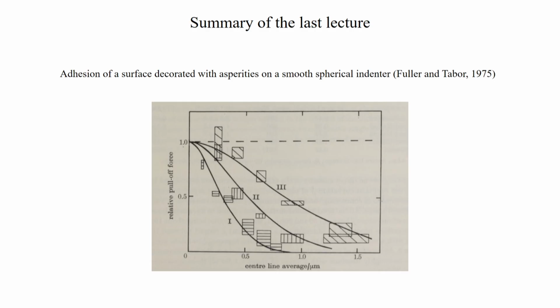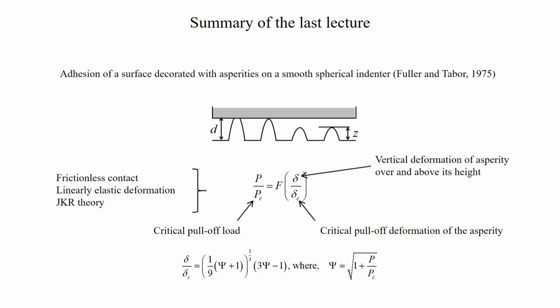and let us say a smooth spherical indenter is being brought in contact with a surface that is decorated with asperities. In that case, as the asperity height increases, the adhesion decreases. As a result, the pull-off force decreases. So, this is relative pull-off force, that means actual pull-off force divided by the pull-off force when the surface is smooth.